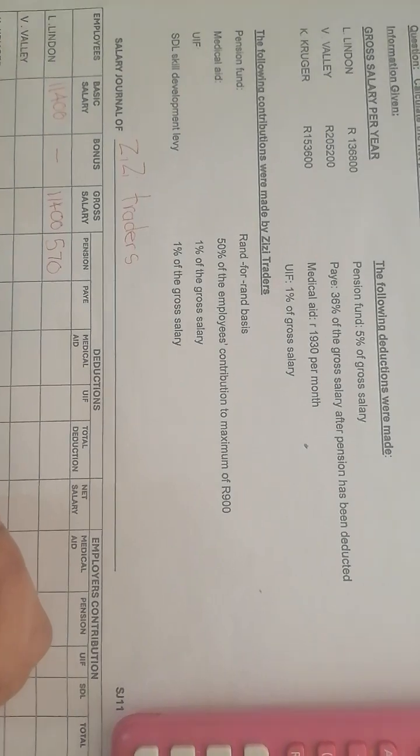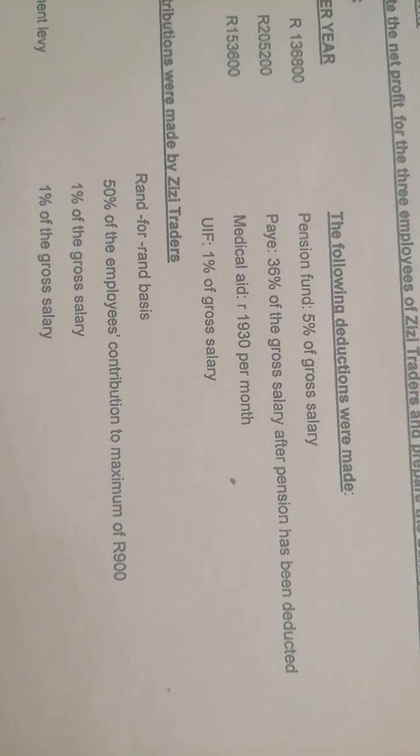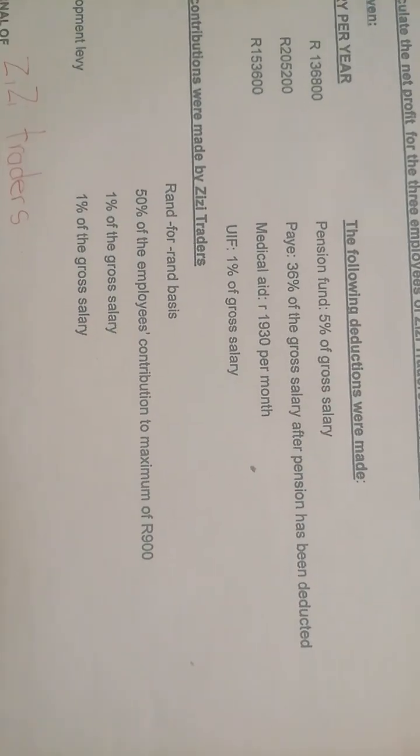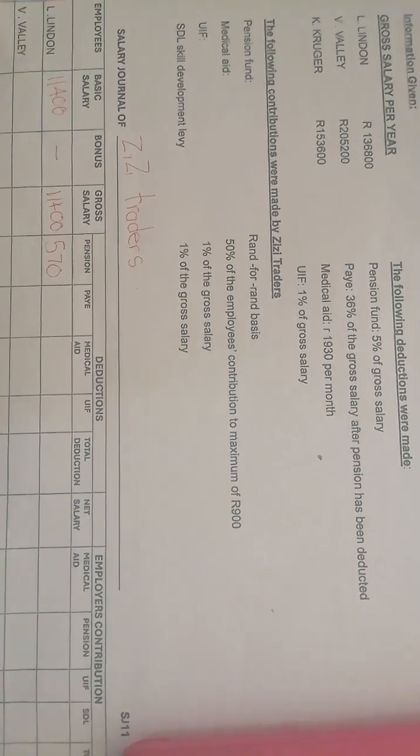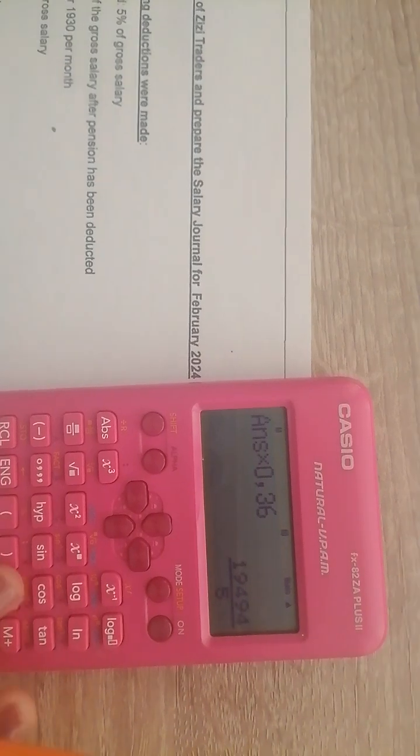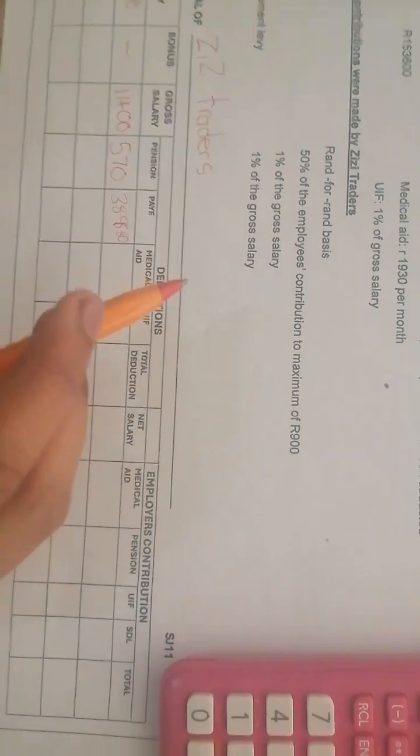Then pay as you earn is 36% of the gross salary after the pension fund has been calculated. This is a bit tricky because I must first calculate the gross salary minus the pension, which is 11,400 minus 570 Rand, which is equal to 10,830 Rand. You're going to times that by 36%, which is equal to 3,898 Rand 80 cents.